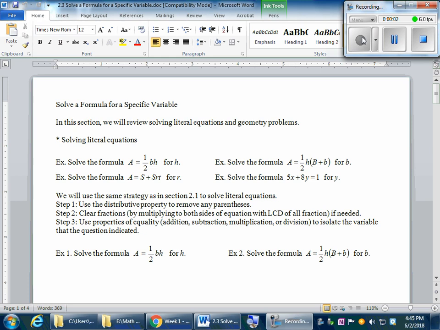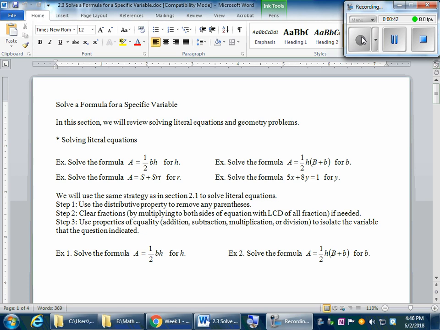2.3. Solving a formula for a specific variable. In this session, our two main objectives are: one, solving literal equations, meaning the equation has multiple variables in it, and we are looking for a specific one. And second, we will be looking at geometry types of word problems, where you need to remember the formulas of areas, perimeter, Pythagorean theorem, and some properties of triangles. All of those, we're going to review in this session.